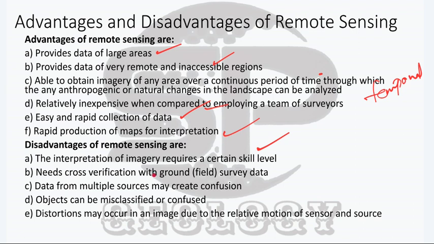Data from multiple sources may create confusion. Skip it. Objects can be misclassified. This is a processing error issue, and distortion may occur. These are the minor disadvantages. These are the major disadvantages: it requires a certain skill level and needs cross verification with ground field data. So these are the advantages and disadvantages of remote sensing.